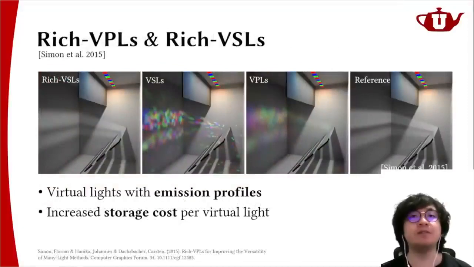Rich VPL is a more recent technique to improve specular transport using virtual lights. For rendering more challenging situations like this scene, rich VPL uses virtual lights with emission profiles and computes emission profiles from a photon map. However, after adding directional emission profiles, a virtual light becomes very expensive, thereby limiting the number of virtual lights that can be used in practice. Considering this limitation, the virtual light placement becomes much more important.